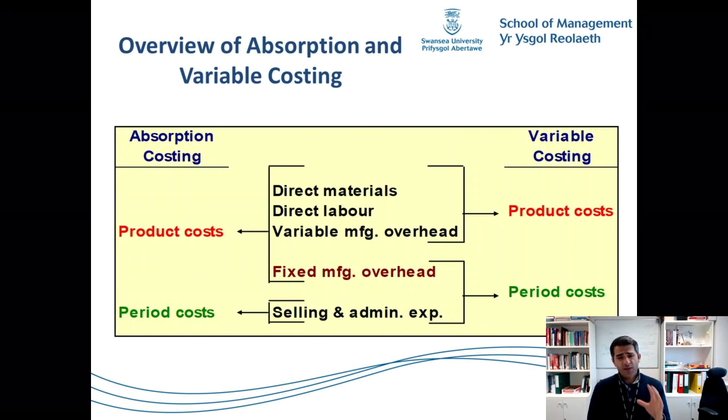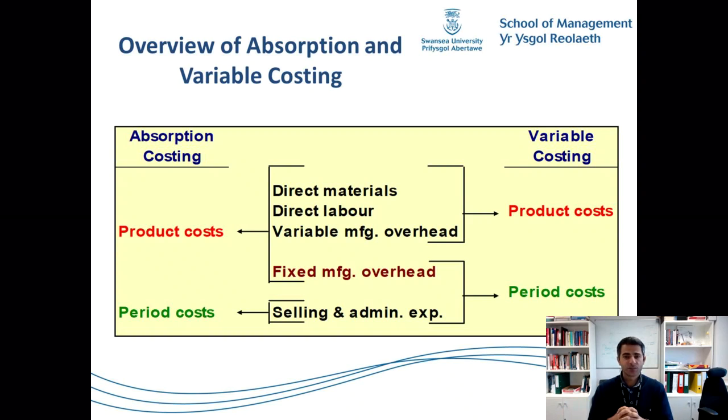Let's have a look. The first thing you need to consider here is that absorption costing does cover all the costs, or we call them the product cost. When it comes to absorption costing, we call it the full costing system. It does include direct material, direct labor, variable manufacturing overhead and fixed manufacturing overhead. Can you see? So now everything is related to manufacturing the product.